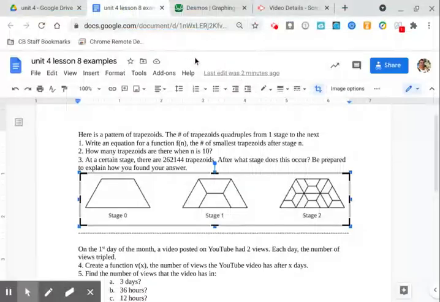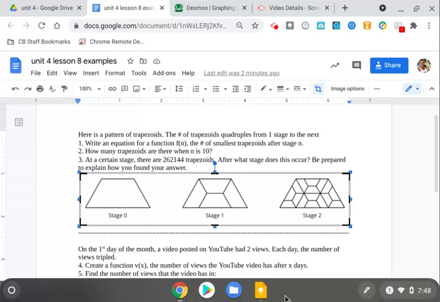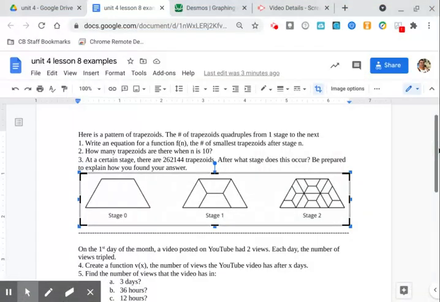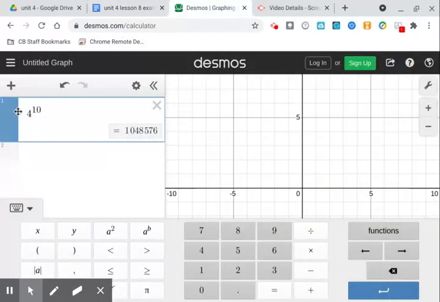At a certain stage, there are 262,144 trapezoids. After what stage does this occur? So essentially what we need to figure out is after what stage number, so what exponent do we have to have on 4 in order to get 262,144 as an answer. So I'm going to use Desmos.